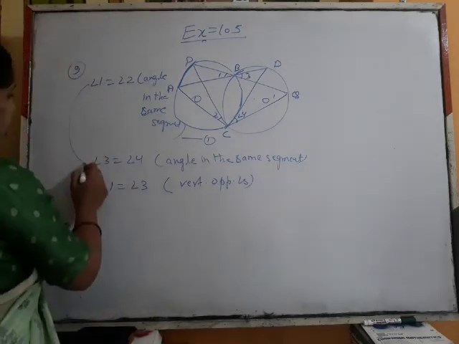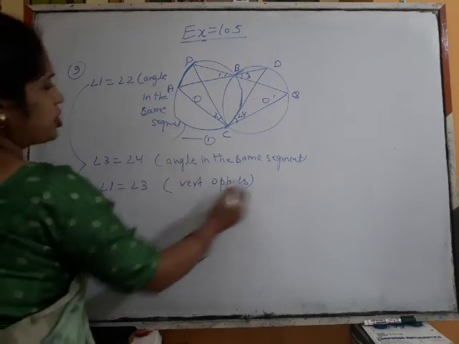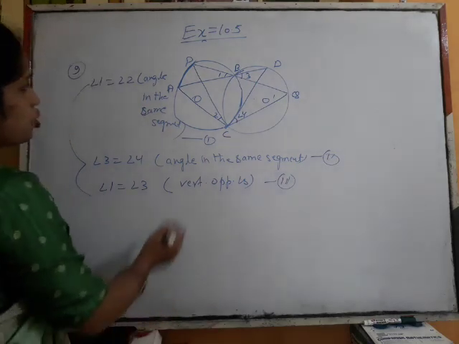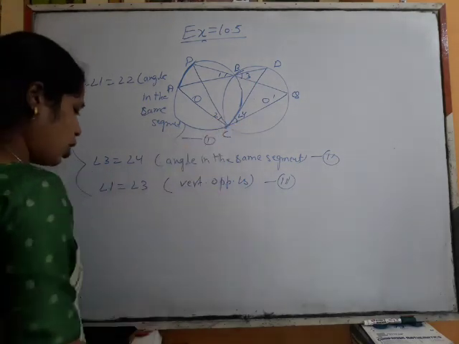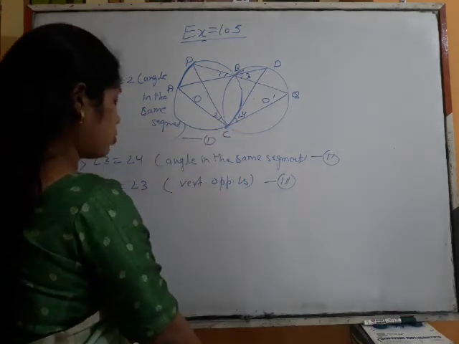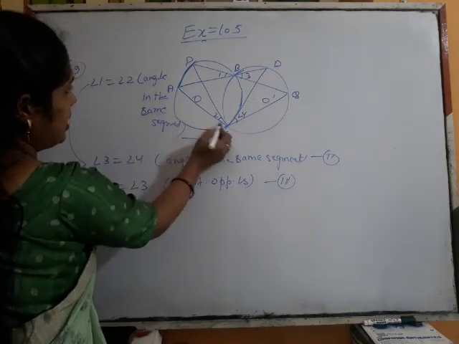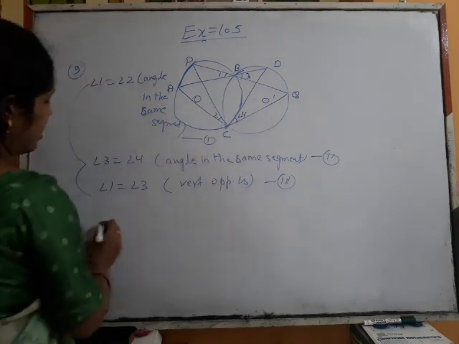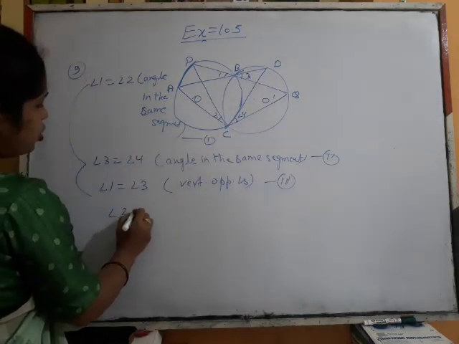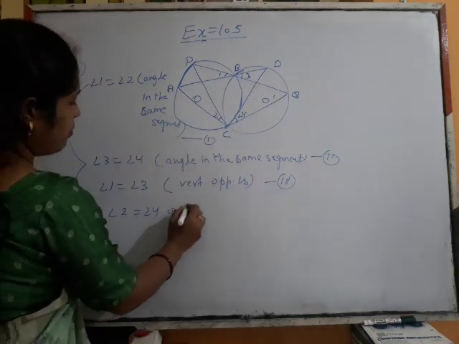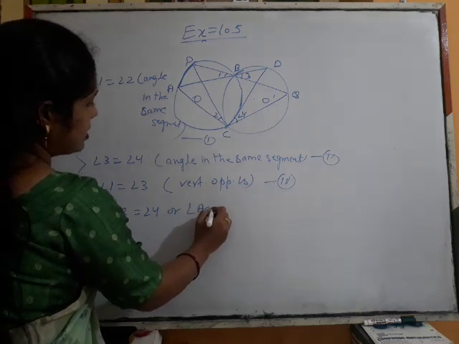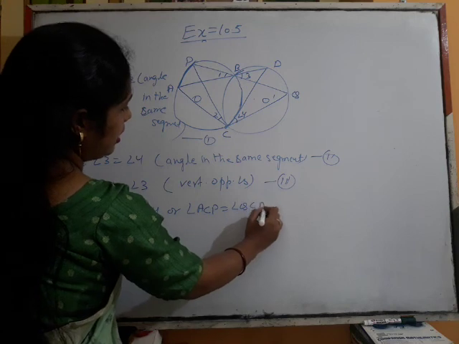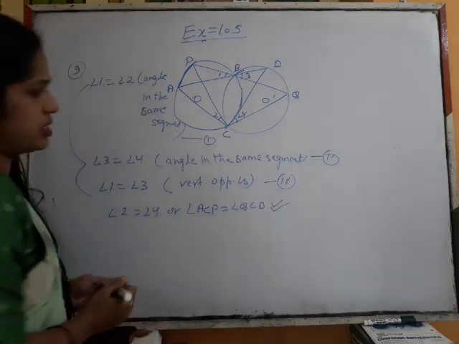So now we compare all these three equations. This is equation number 1, this is 2, this is 3. So we have angle ACP equals angle QCD. This implies we have angle 2 equals angle 4, or we can write angle ACP is equal to angle QCD, which is our result.